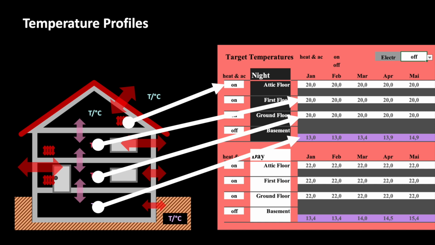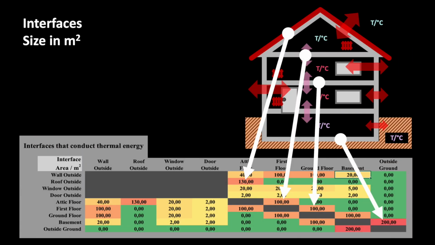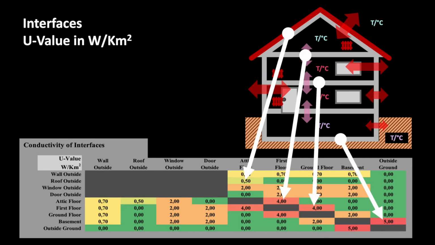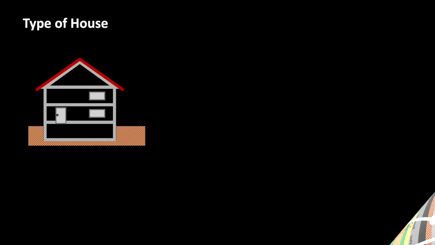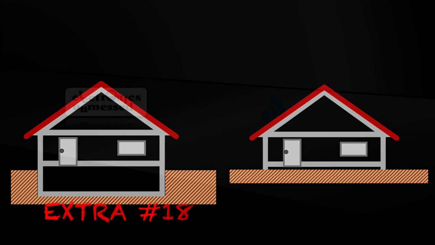In previous episodes, we saw how to take into account local climate data, temperature profiles, and the thermal conductivity of walls, doors, windows, and false ceilings. We explained this using an example house. In this video, I will explain how other house types can be mapped in our Excel tool. And I have to tell you a few important tricks for that.